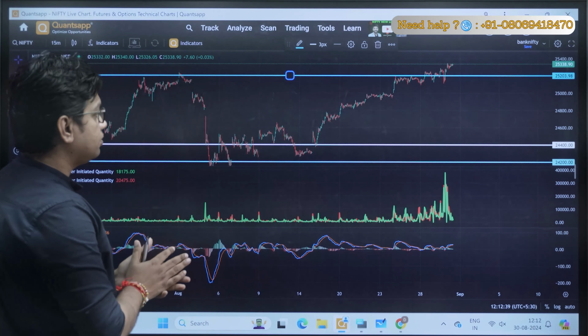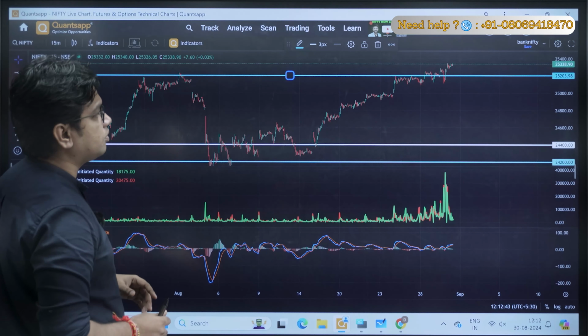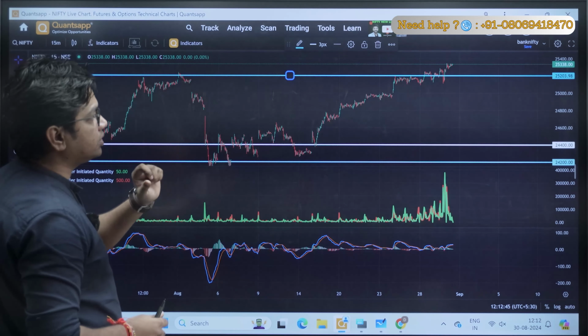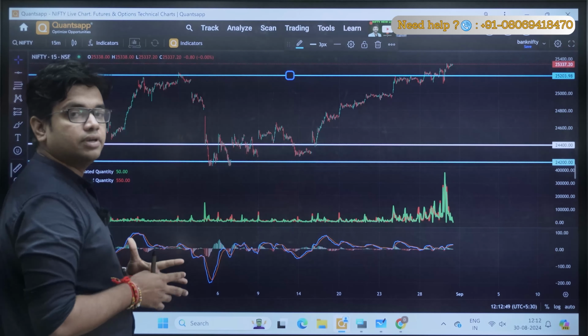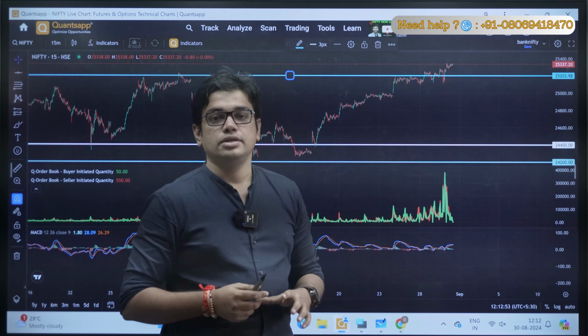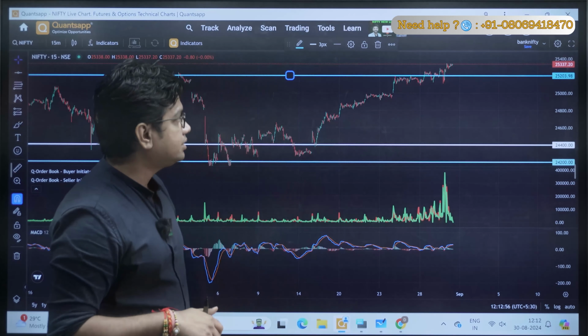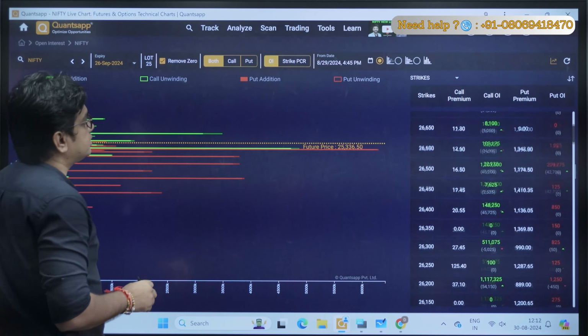Now here I have seen how the Nifty is performing. Technicals are also siding with the Nifty. The data is giving a positive impact on the Nifty, and the technicals too, so both of them. Now let's check the open interest.